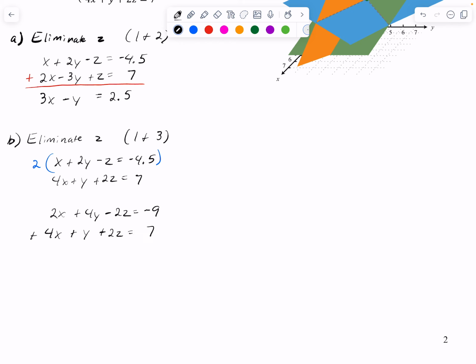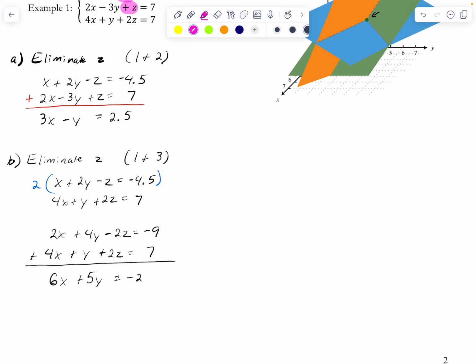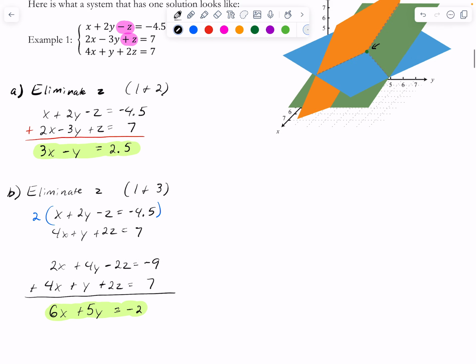And now I can add them to eliminate z. It's 6x plus 5y equals negative 2. Okay, so now I have these 2 equations that I've just gotten. This first one, when I eliminated z with the first and second equation, and this second equation, when I eliminated z with the first and third equation. So I'm going to go and put those together over here.